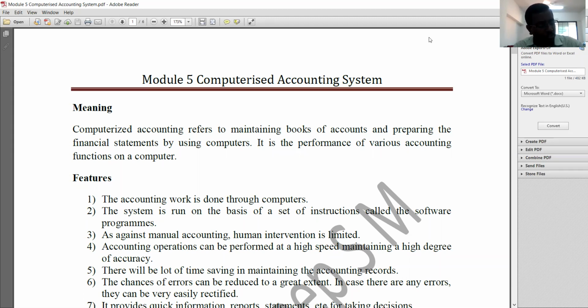Today in this video, we are going to cover one more very important module, that is the fifth module, computerized accounting system. This module is also very important from the point of examination, where you are going to get one 10 mark theory question and one 5 mark theory question on this module. At the same time, you may get minimum two 2 mark theory questions. This complete module is completely theoretical. Here you will not find any problem. So keep in mind, minimum there will be 2 to 3 two mark theory questions, one 5 mark theory question, and one 10 mark theory question on computerized accounting system.